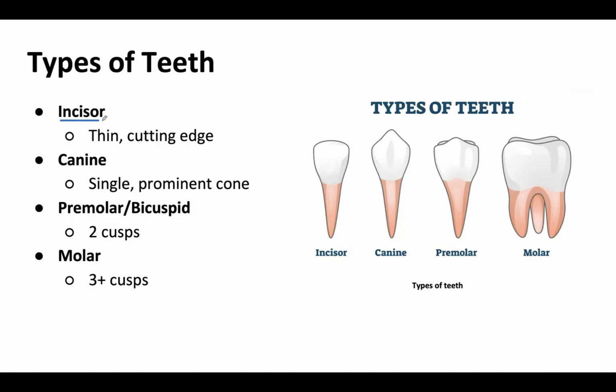Incisors are going to be anteriorly located. They usually have thin cutting edges. The canine has a single prominent cone that can get worn down with time, but is generally pretty prominent. These are the teeth that are very developed in, say, a dog or a vampire, if you've seen that before. Premolars are also called bicuspids. They have 2 cusps. This is where bicuspid comes from. So bi meaning 2, 2 cusps. And molars have 3 or more cusps.